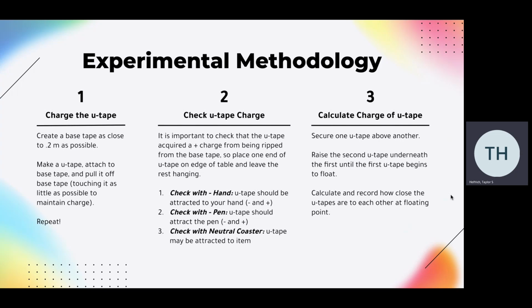Now moving into the experiment that we did in part 1, the methodology was first to create the charge of the U-tape, so creating the base tape and making a U-tape and doing that twice. Then we would check the tape's charge. We did that with several different objects and found it to be positive.